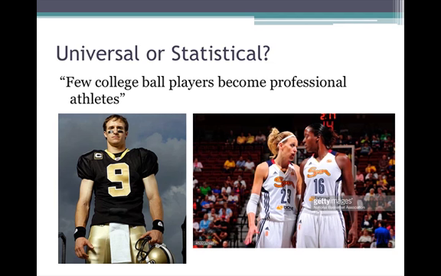Okay, let's take a look at a few other generalizations and try to determine if they're universal or statistical. Here's one. Few college ball players become professional athletes. Is this universal or statistical? Well, let's look at what kind of qualifier we've got. We've got "few." So this says not many. Some, but not a large percentage. So this is going to be statistical. It's talking about some members of a class, but not all of them.